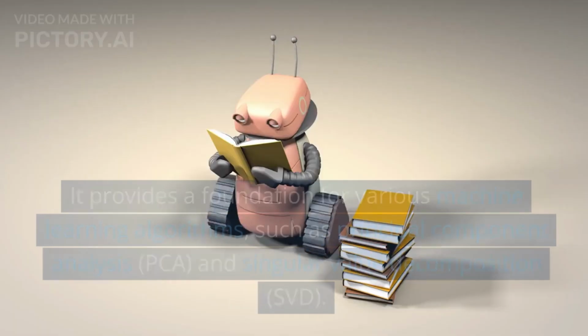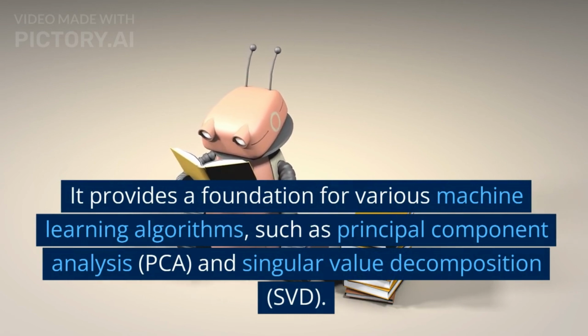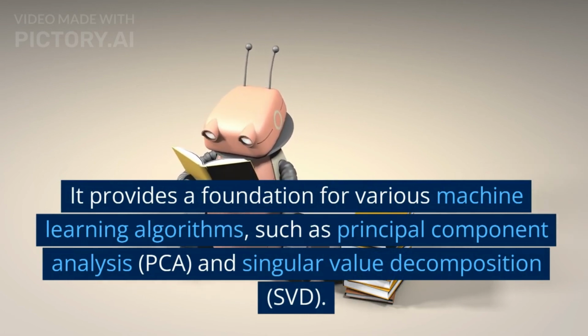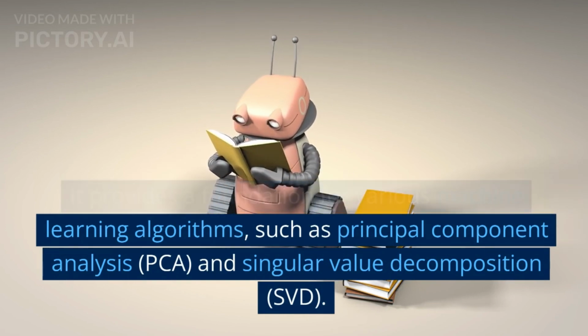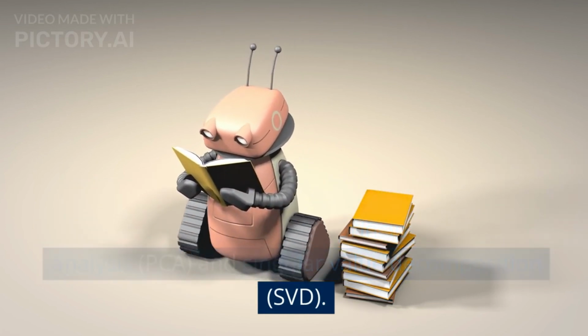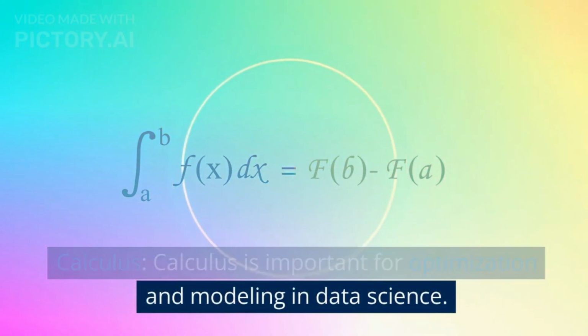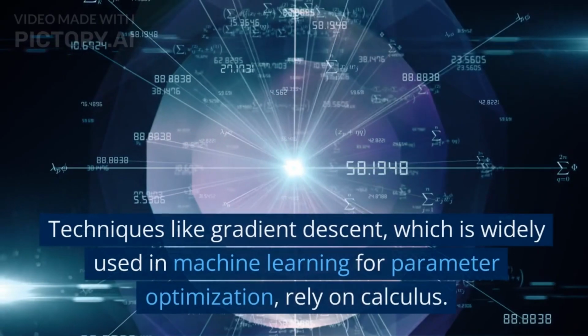3. Calculus. Calculus is important for optimization and modeling in data science. Techniques like gradient descent, which is widely used in machine learning for parameter optimization, rely on calculus. Calculus also enables data scientists to understand rates of change and perform advanced mathematical modeling.